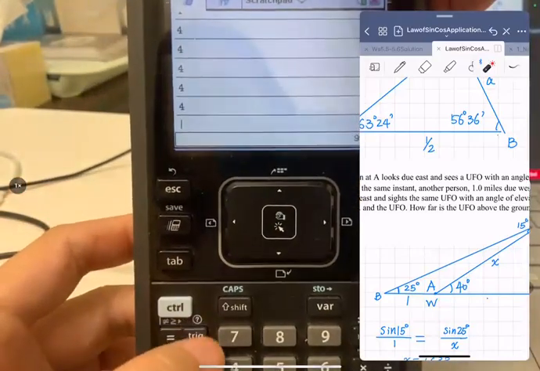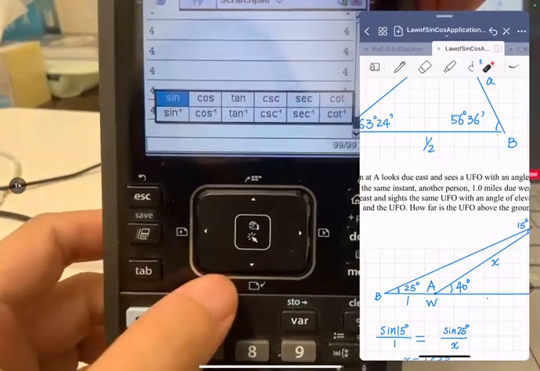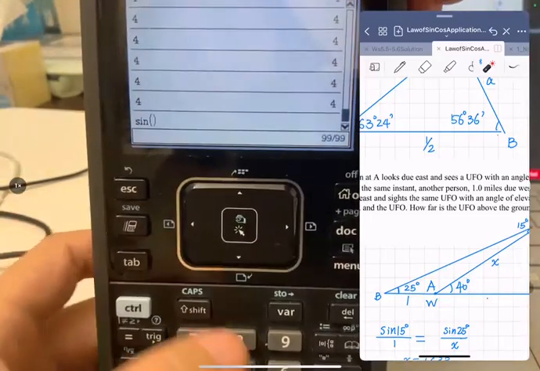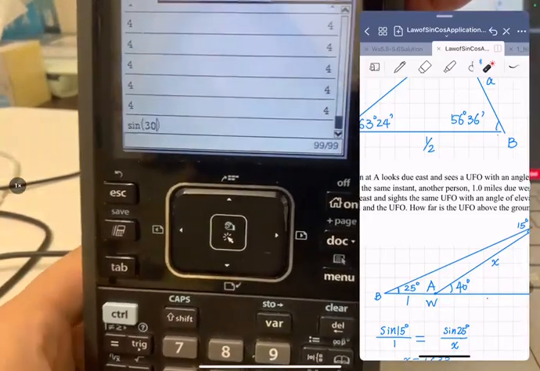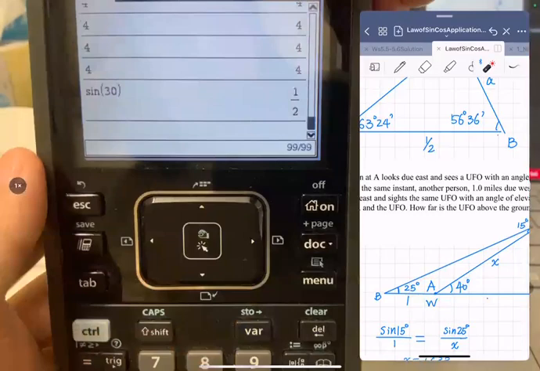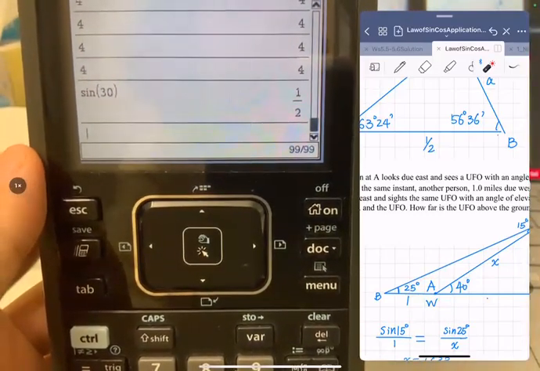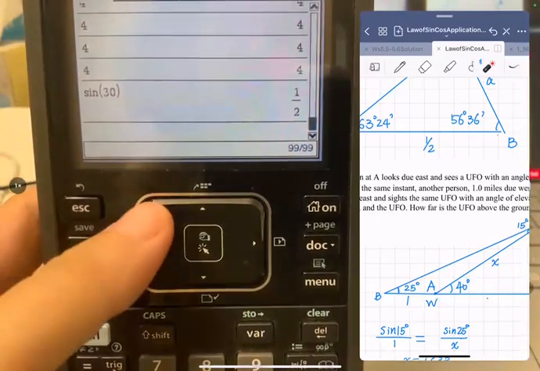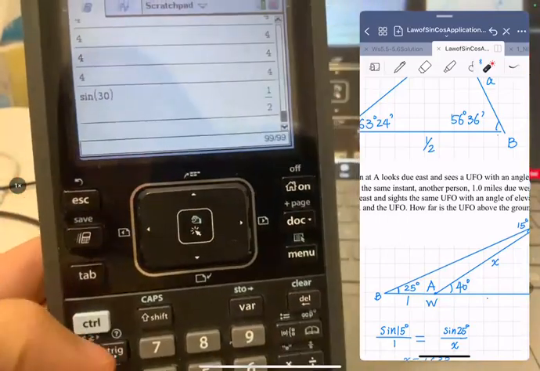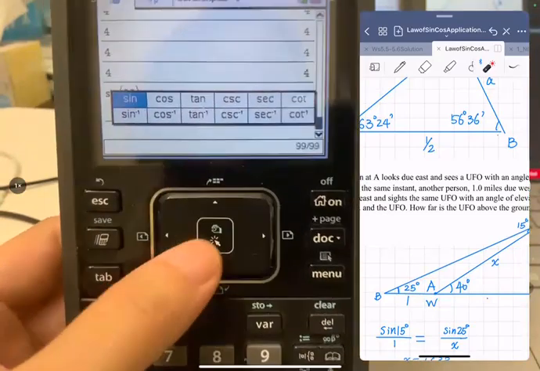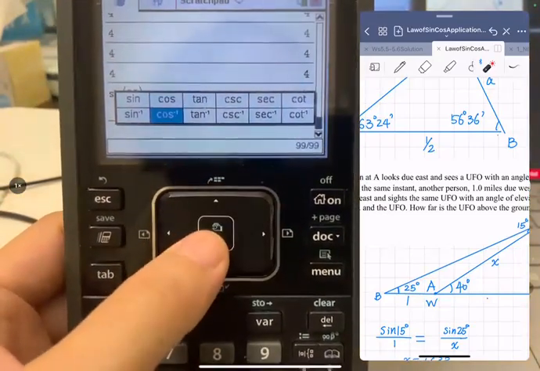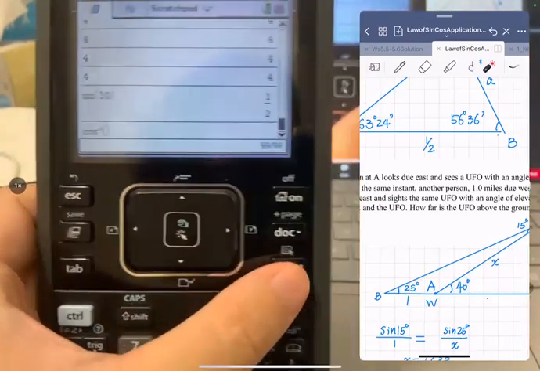So if you put in trig, if you type in sine, for example, if you do 30, this will give you a 1/2. Why? Because you are in the degree mode. So sine 30 is supposed to be 1/2. If you click this button and do cosine, sorry, this is cosine inverse.